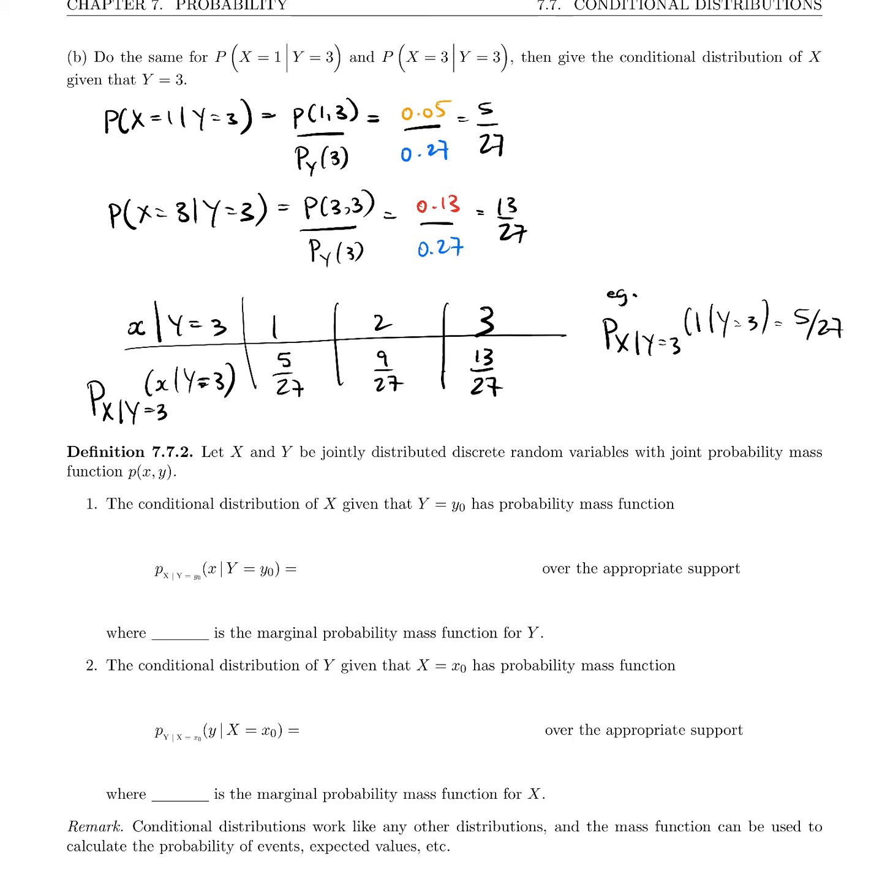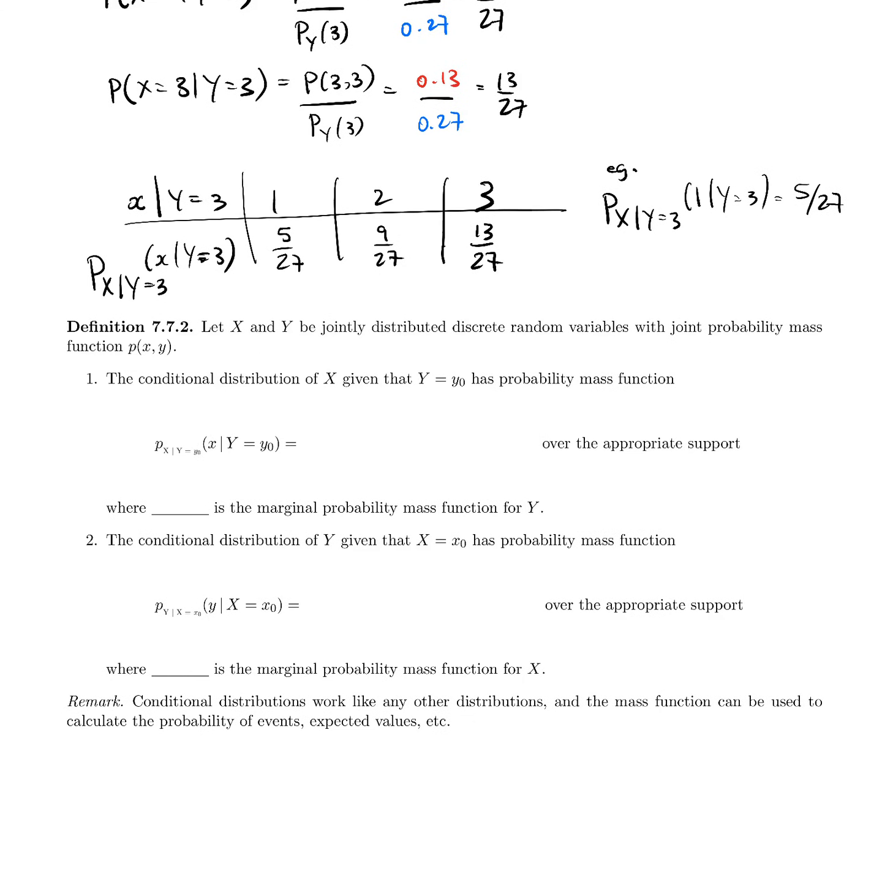So let's go through then and read definition 7.7.2, which is based exactly on this. Let x and y be jointly distributed discrete random variables with joint probability mass function p of xy. Then the conditional distribution of x, given that y is equal to some value y0, has probability mass function. Here's that notation. So it's a little heavy as notation. Some books use different variants of this. Some put this, but then only the x, or x given y0 or something. We're going to use the full heavy notation to remind ourselves that it is conditional in all respects.